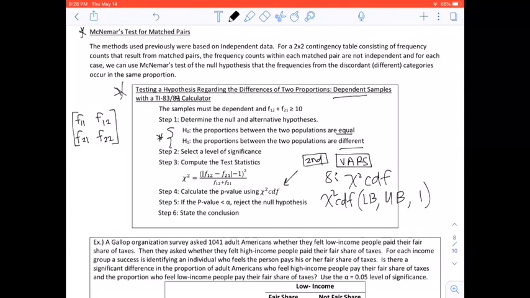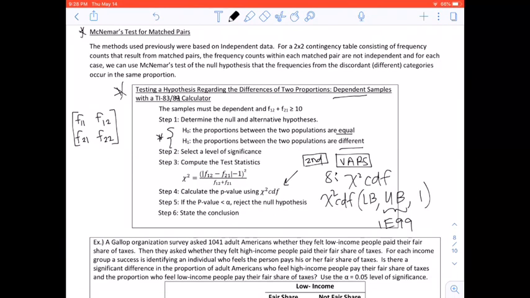Also, we're using a chi-squared distribution, and chi-squared always has a right tail to it. And because of that, that means that your upper bound is going to be 1E99. This is going to be able to calculate the p-value.